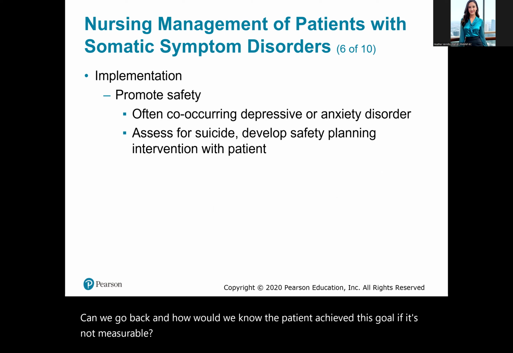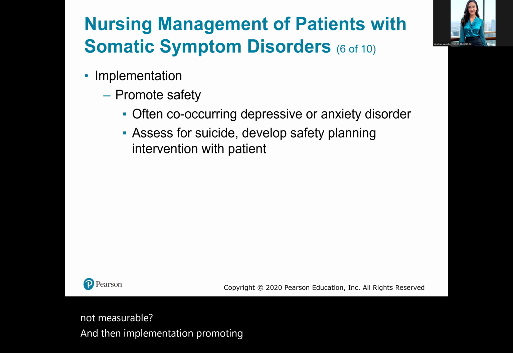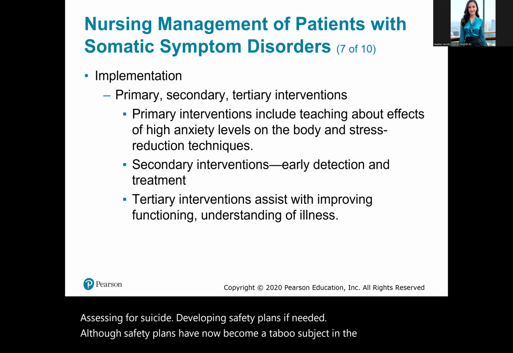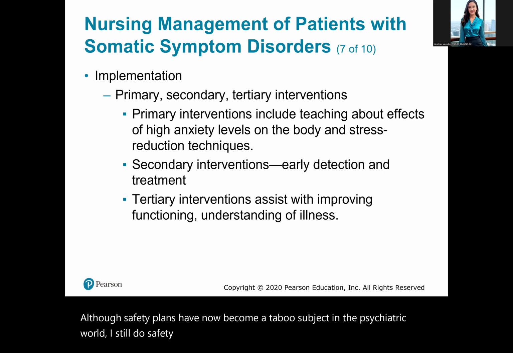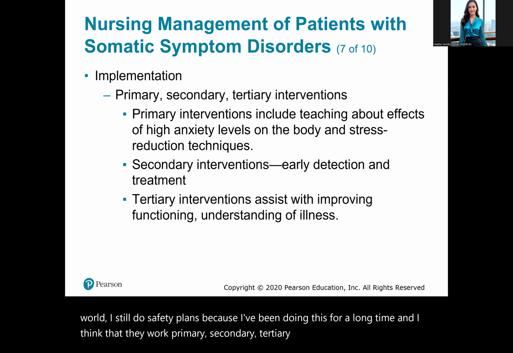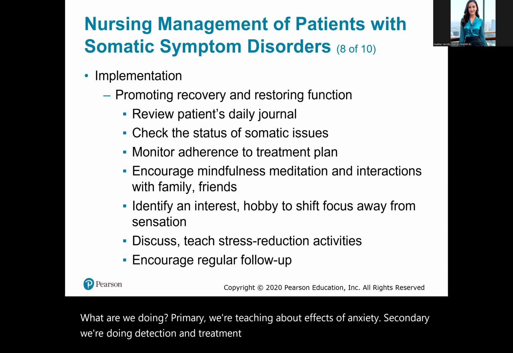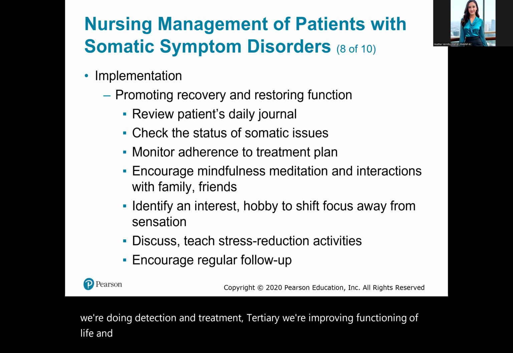And then implementation, promoting safety, assessing for suicide, developing safety plans if needed. Although safety plans have now become a taboo subject in the psychiatric world, I still do safety plans because I've been doing this for a long time and I think that they work. Primary, secondary, tertiary interventions. What are we doing? Primary, we're teaching about effects of anxiety. Secondary, we're doing detection and treatment. Tertiary, we're improving functioning of life and understanding illness.